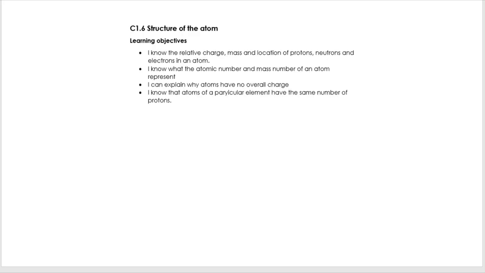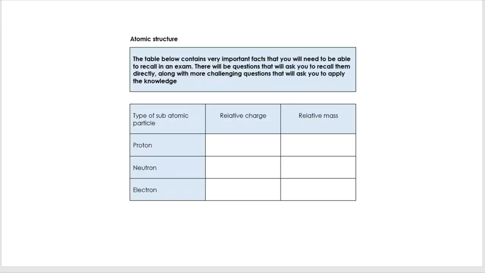So in this one, we are going to look at the relative charge, mass and location of each of the subatomic particles. We need to know what the atomic number and mass number tell us about an atom, explain why atoms have no overall charge, and know that atoms of a particular element have the same number of protons. And we're going to start off with this table, something that you will be expected to fill in from scratch.